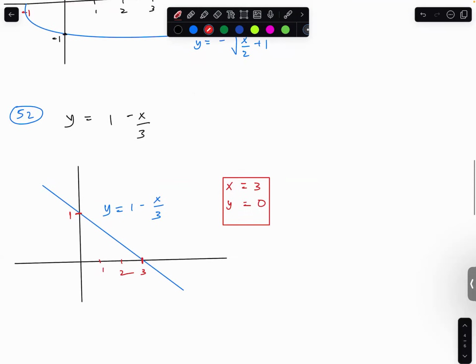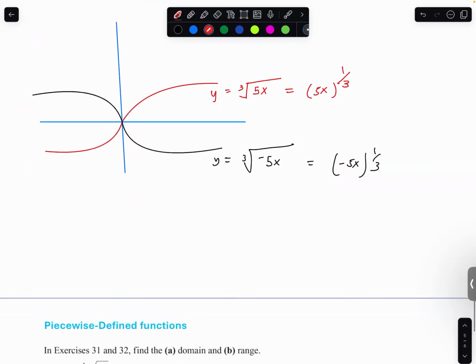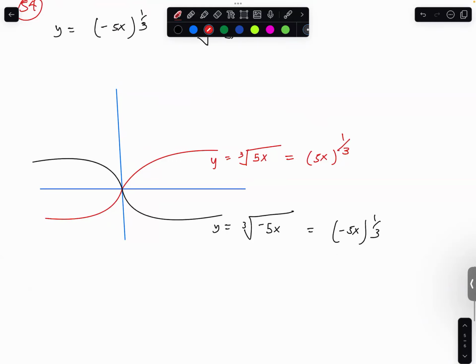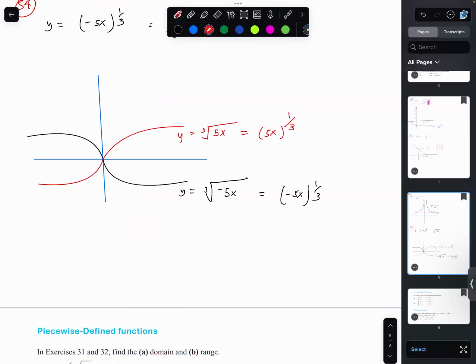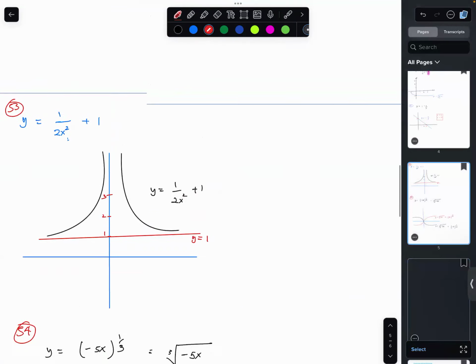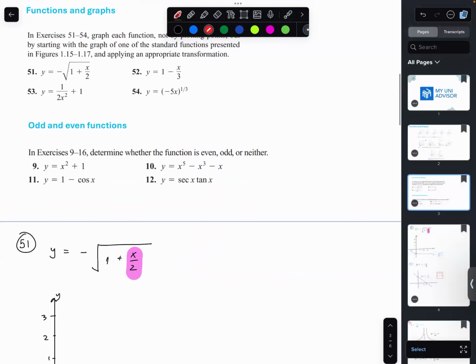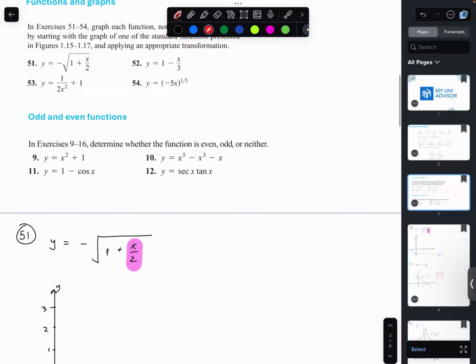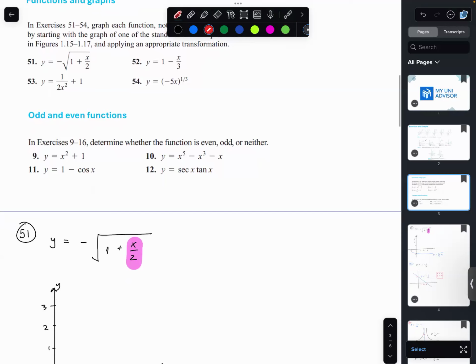Now the next part of the problem, let's add a page here. We need to determine if these functions are even or odd. Let me copy this and paste it in the next page so that I don't have to keep scrolling.